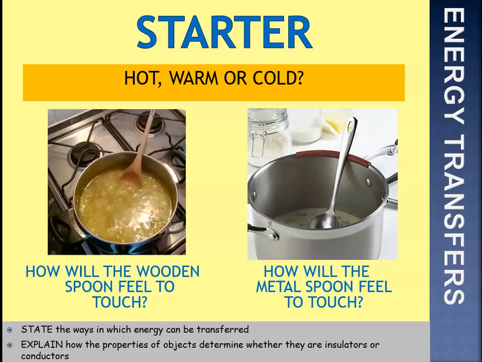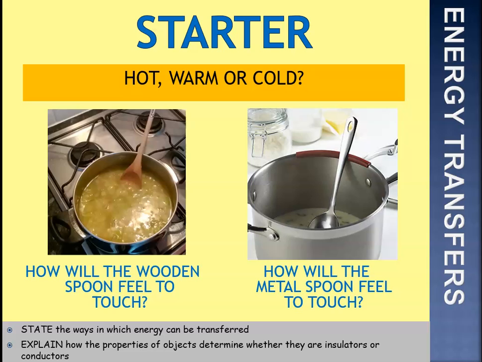First up to start with, we have 2 objects here, 2 pots that are boiling on a pan. One has a wooden spoon inside it, one has a metal spoon inside it. How will the wooden spoon feel if you touch it, and how will the metal spoon feel if you touch it? What we should get to there is if we touch the wooden spoon, it won't be particularly hot. We will be able to use it to stir the pan, but the metal spoon will be really, really hot.